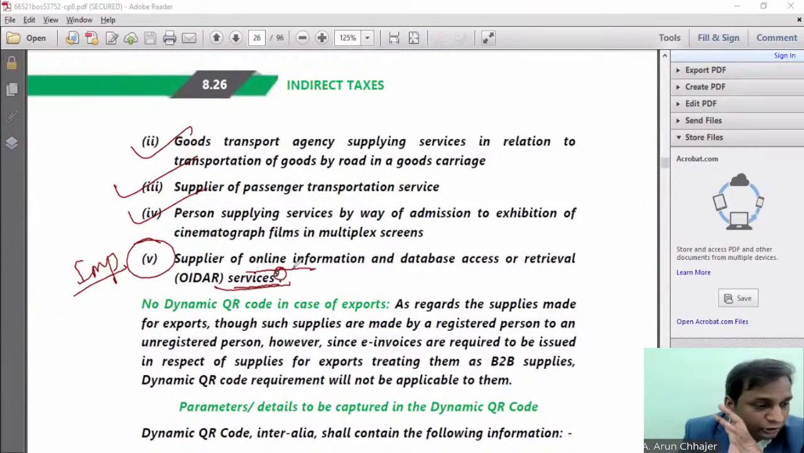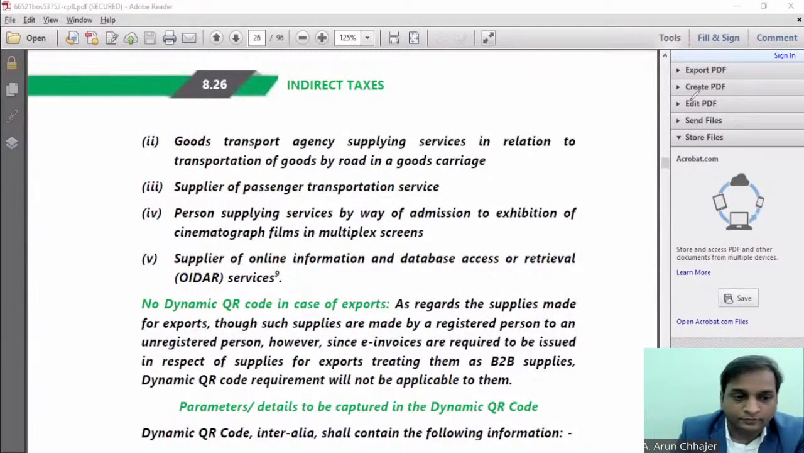Sunil Dubey, absolutely correct. It's too long, because it will be system generated. Just you need to affix it along with the QR code. No dynamic QR code in export.